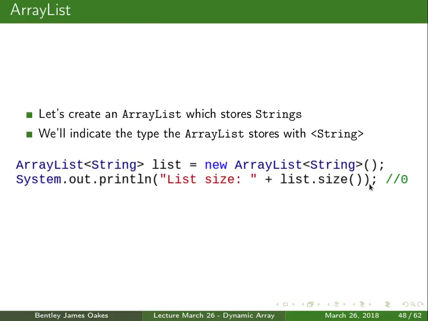And once you create it, you can start calling methods on it. So we have the size method for array lists. If you call list.size, you'll get how many elements are stored in that array list. Right now, if I've just created something, it has 0 elements.